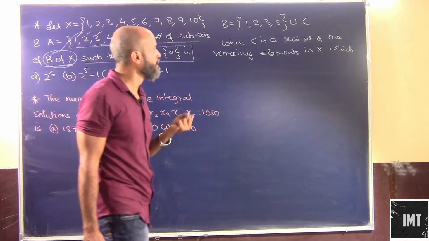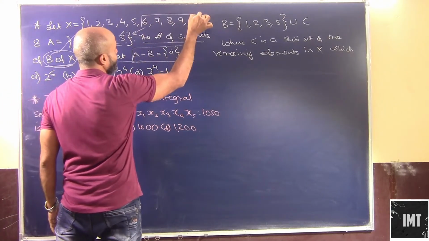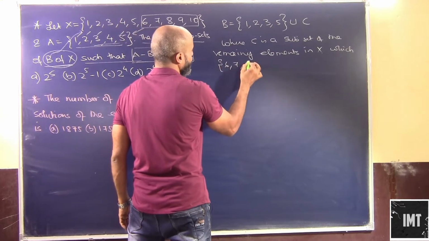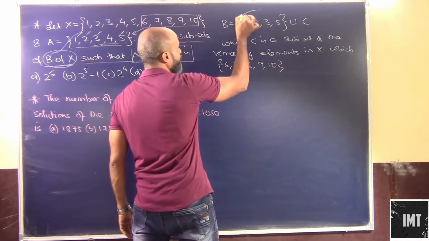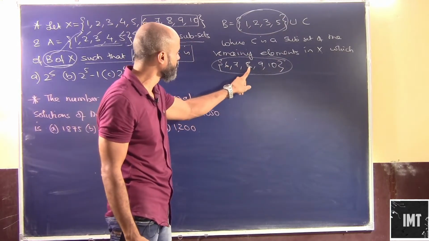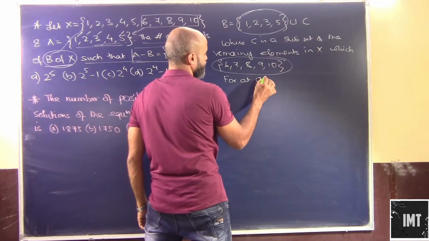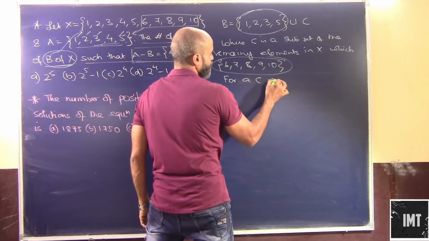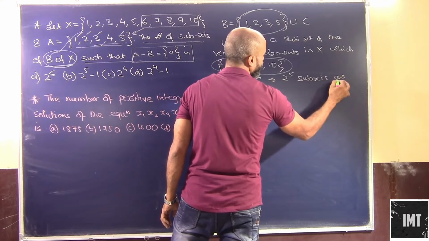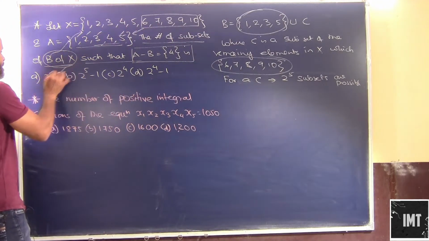And additionally, B can also contain any of the remaining elements of X, that is 6, 7, 8, 9, 10. Now this is a mandatory condition, and this can be made into subsets. So how many elements do we have here? 1, 2, 3, 4, 5. So for the set C, 2 to the power of 5 subsets are possible. So in this case, this will be the answer.